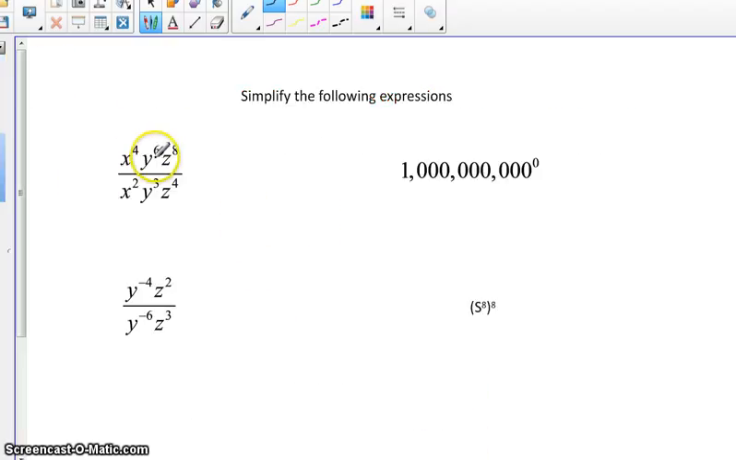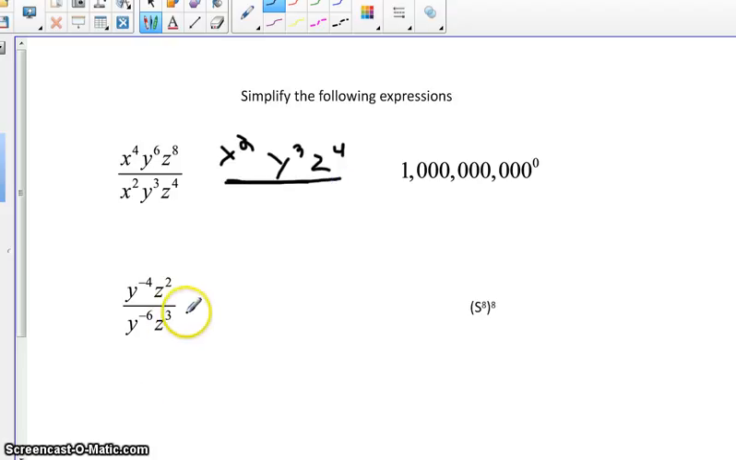So for this problem, we've got the first problem here. If it's x to the fourth and x squared, you're going to subtract the two numbers and keep whatever the biggest term is. So x to the fourth would be x squared on top, and y to the sixth and y to the third would be y to the third on top, and z to the eighth and z to the fourth would be z to the fourth. So it's all over 1. So basically that is your answer right there.